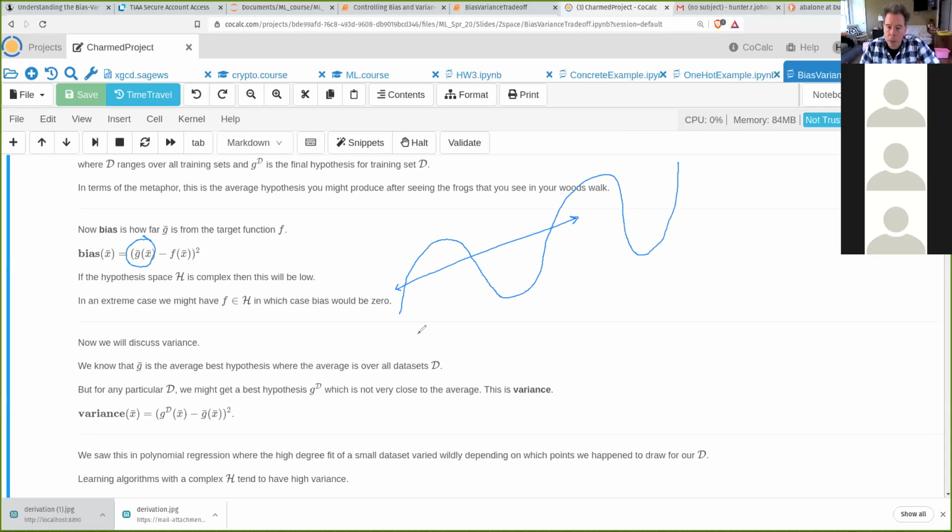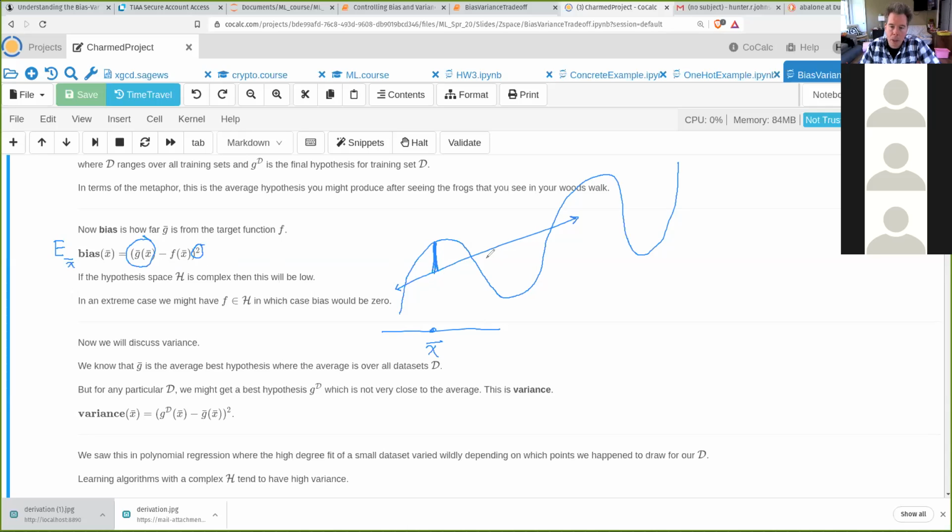So now for a particular X, like let's say we're considering an X right here, there's going to be a big difference between what F says and what G bar says. So this error, and then you square the difference. We're going to end up taking the expected value of the bias over all X, which is kind of like integrating this area. Not exactly because of the square here.